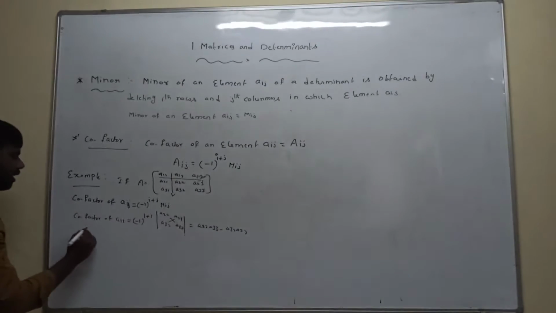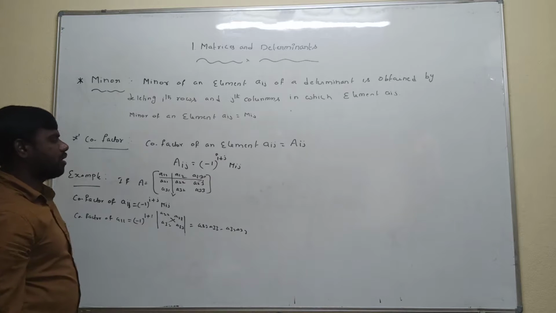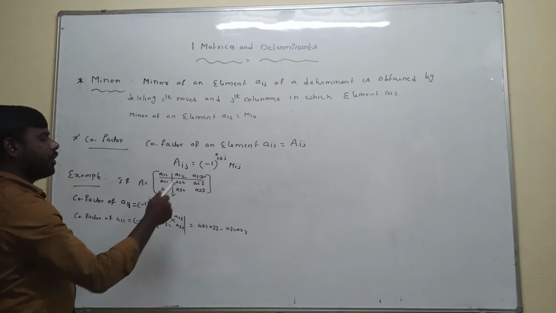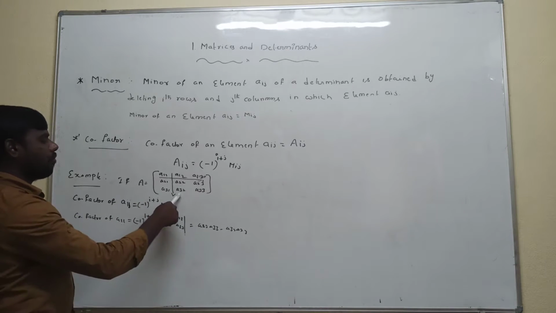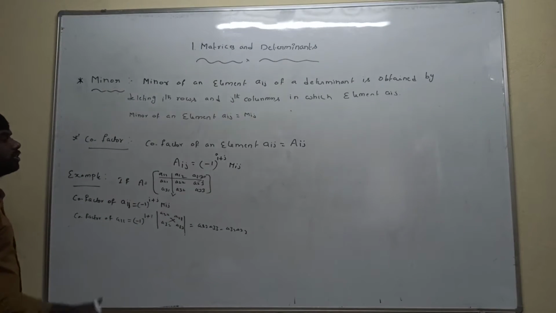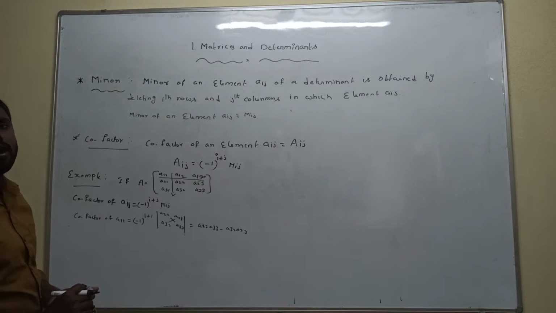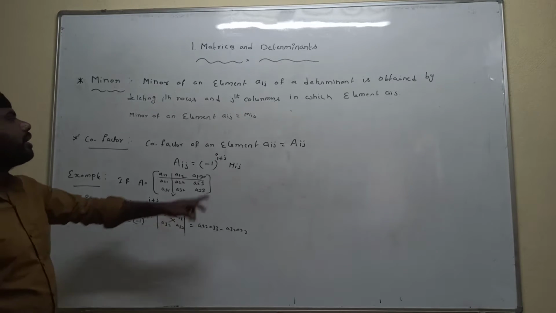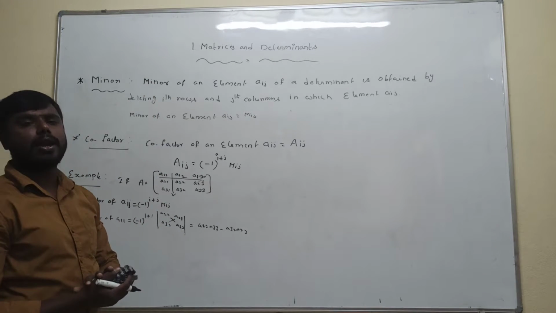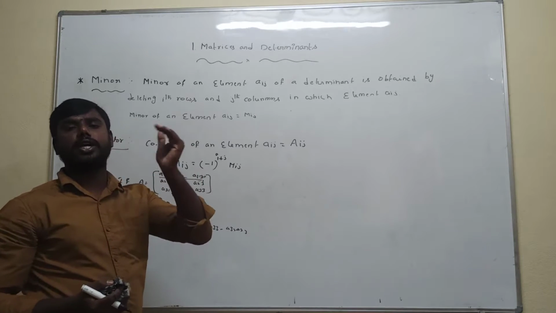Like that we need to calculate each element. We need to calculate cofactor of A11, A12, A13, A21, A22, A23, A31, A32, A33. We need to apply this formula. So this is the process of cofactor. So observe, dear students, the minor of an element Aij is denoted by capital Mij. What is the definition? The minor of an element A is nothing but deleting the ith row and jth column.